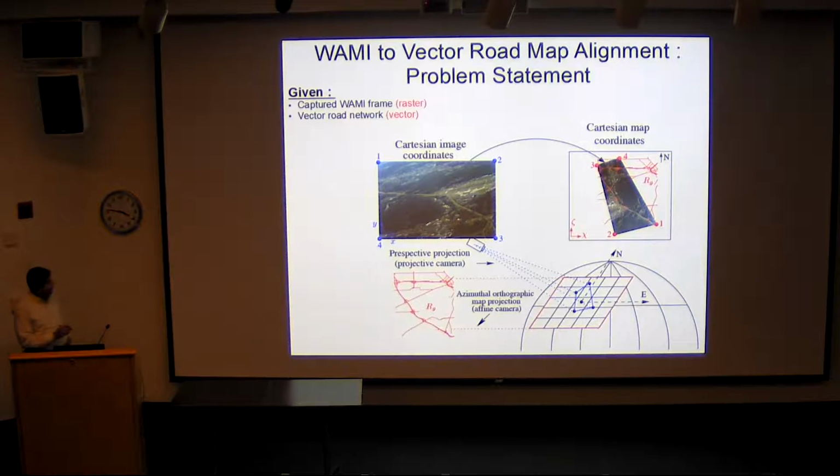So this is the framing of the problem for the registration. We've got the captured WAMI image, which is a raster image, with some Cartesian coordinates. There is a different set of Cartesian map coordinates, typically an azimuthal orthographic map projection, which is also referred to as an affine camera in this space. And our goal is to find a transformation which will take us from this coordinate system to this coordinate system, aligning the road network in the captured imagery with what you have over here.